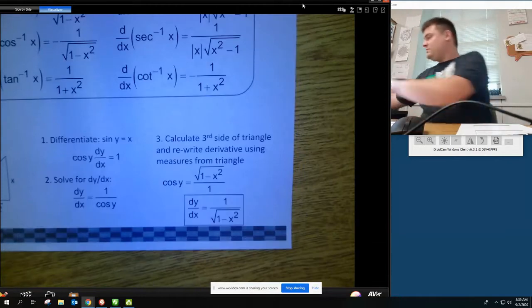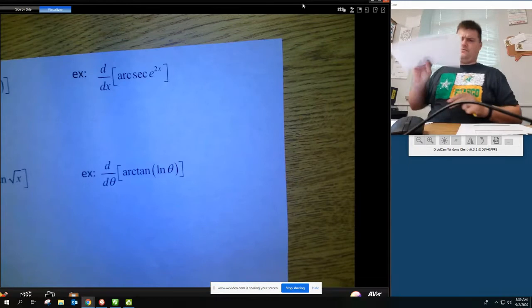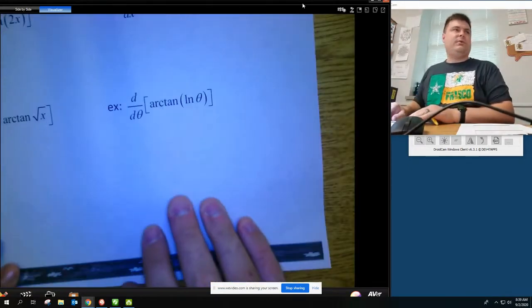Okay, so let's go ahead and do some problems with this. Again, this is going to be a lot of chain rule for what we're doing here.